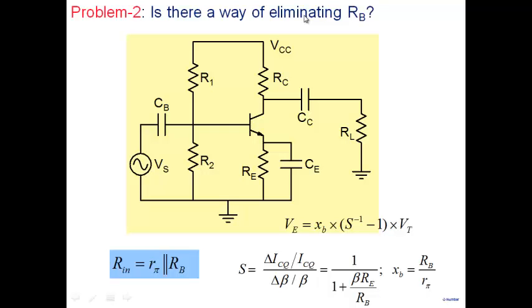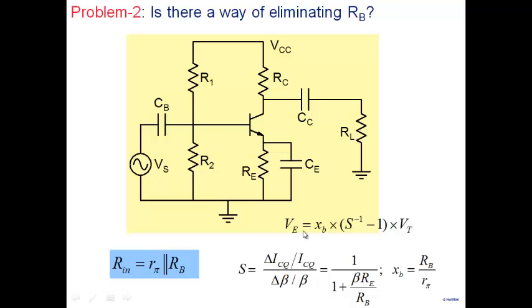This is something that you must have encountered by now, that when I'm trying to get high input resistance, what I'm getting is this RB comes into play here. RB comes in parallel with R pi. And why is it a problem? Well, in order for RB not to pull down my Rin, I need to make RB large, 10 times or 20 times or whatever.